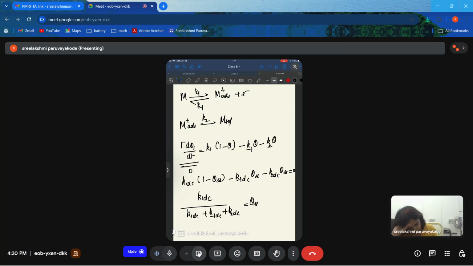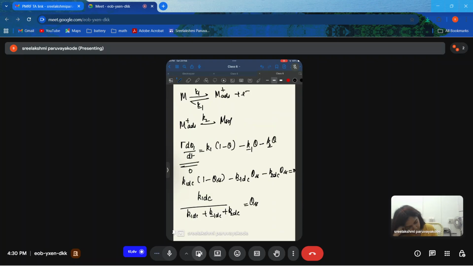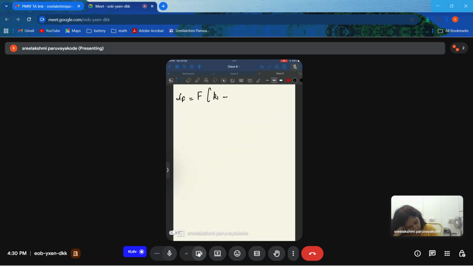Now the next step is to find out the Faraday impedance. Sorry, the I_F value. This accounts only for the first step because only that has the electron transfer. That's K1 minus K minus 1 theta. That is option number 2.